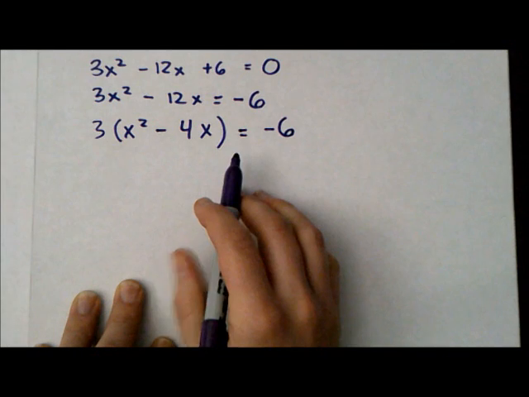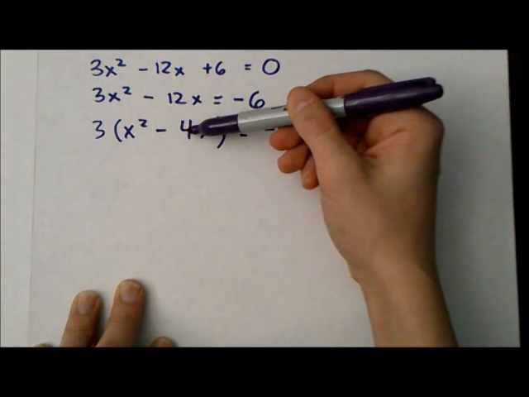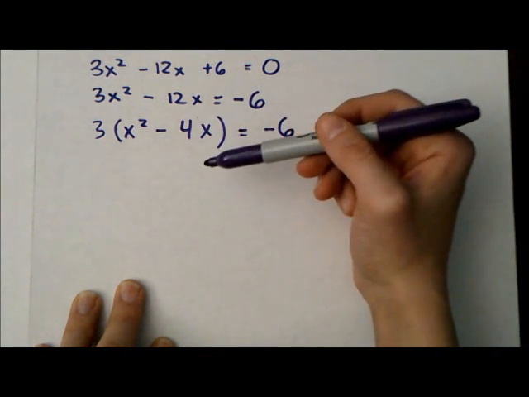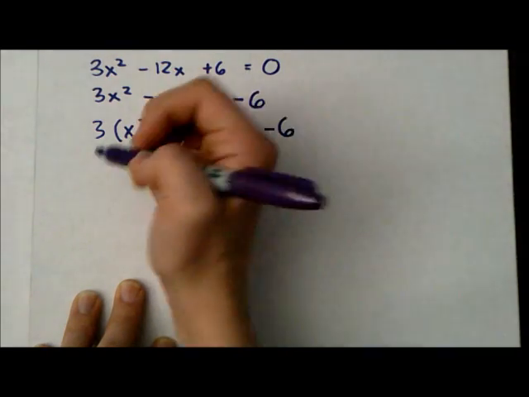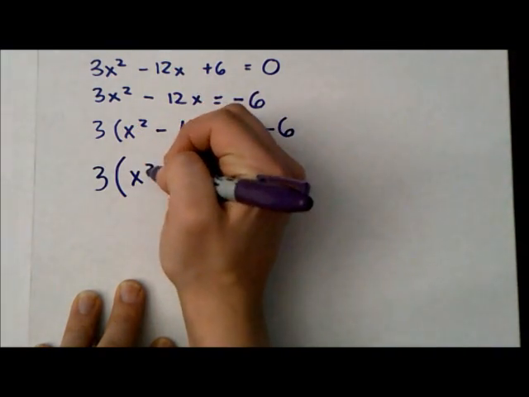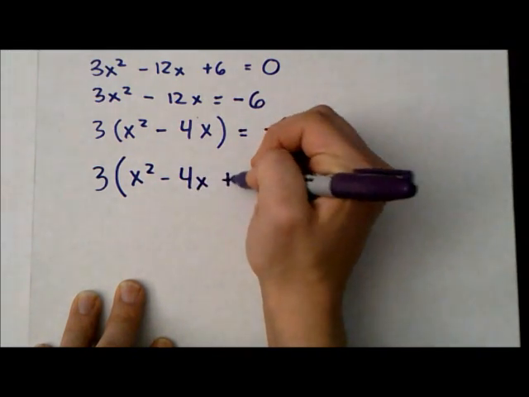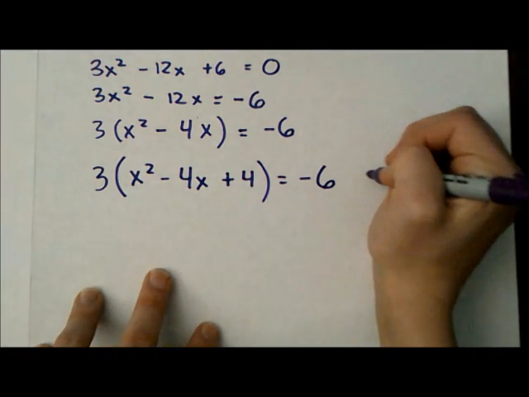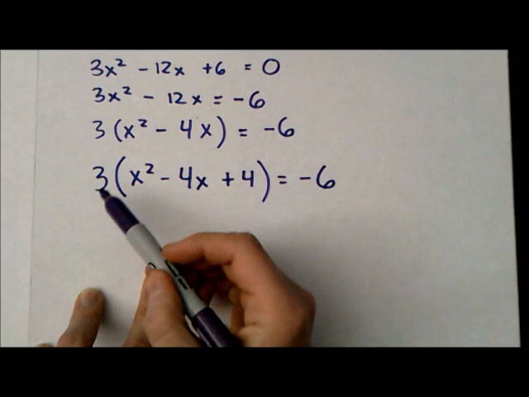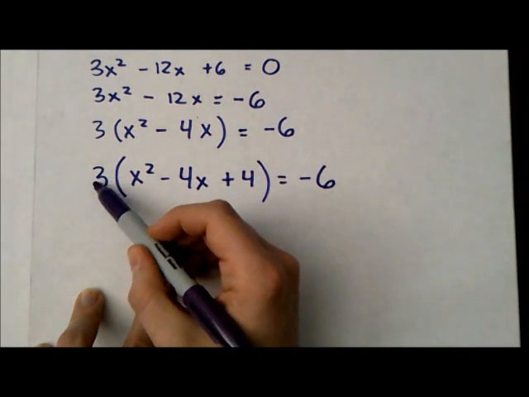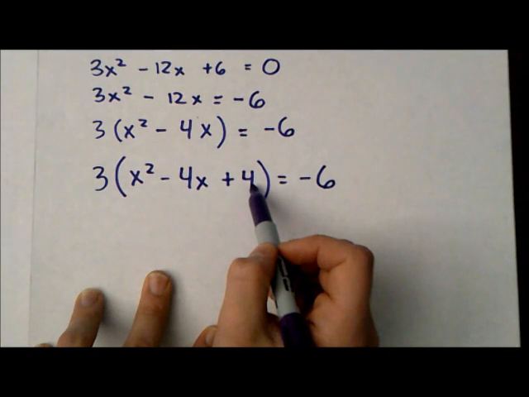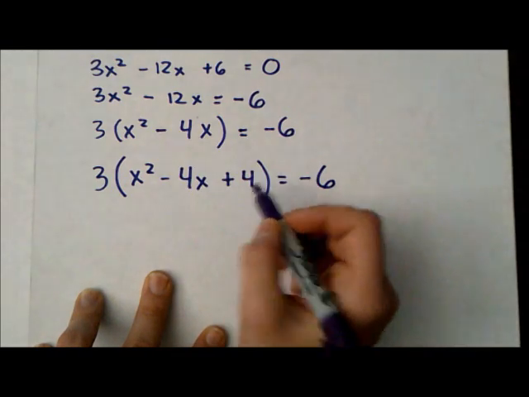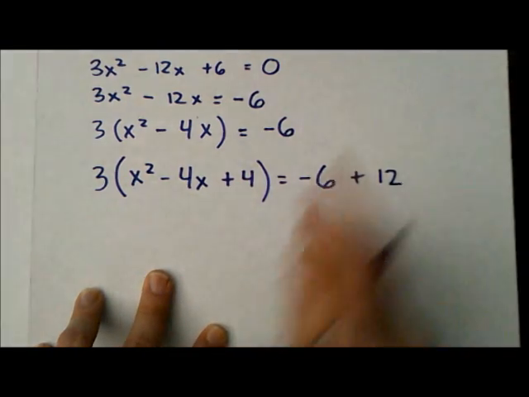And then we can complete the square like we did before, where we take 4 divided by 2 and then square it. So 4 divided by 2 is 2, and then 2 squared is 4. So we'll have 3 times (x squared minus 4x plus 4) equals negative 6. And normally we would plus 4 on this side as well. But since this 3 is outside, if we were to distribute that, we would have to add 3 times 4 to this side instead of just 4. So 3 times 4 is 12. So you'll add positive 12 to this side.